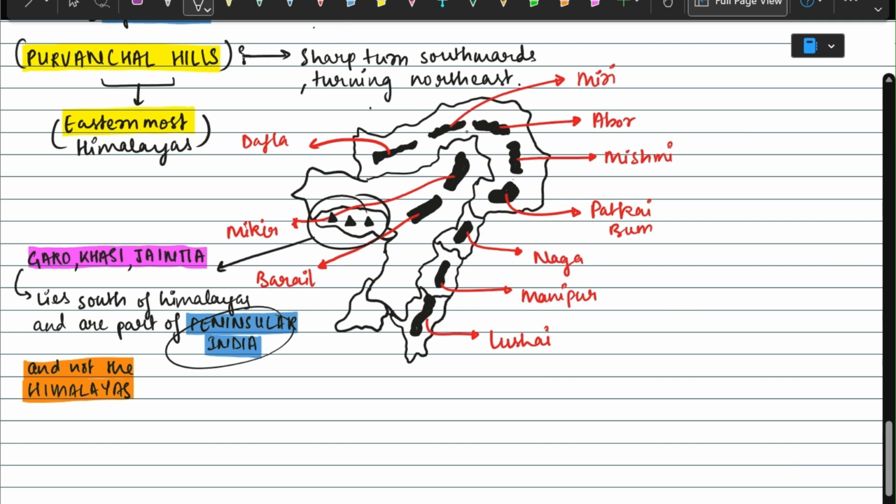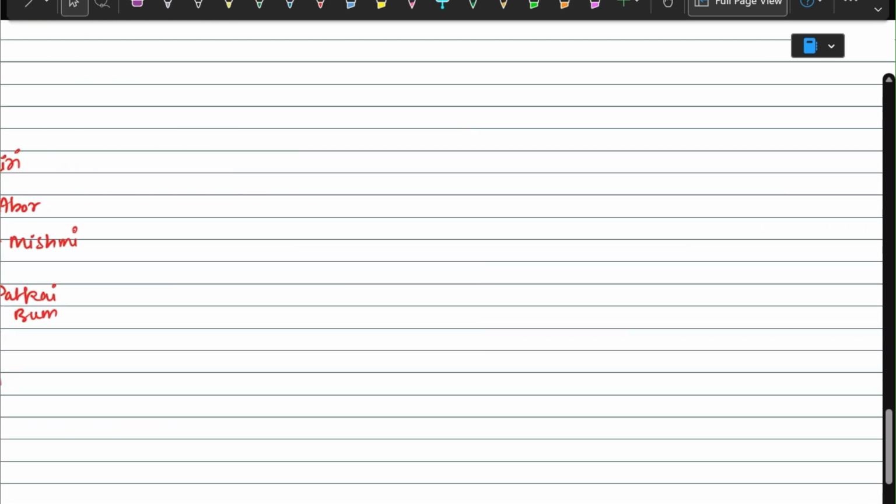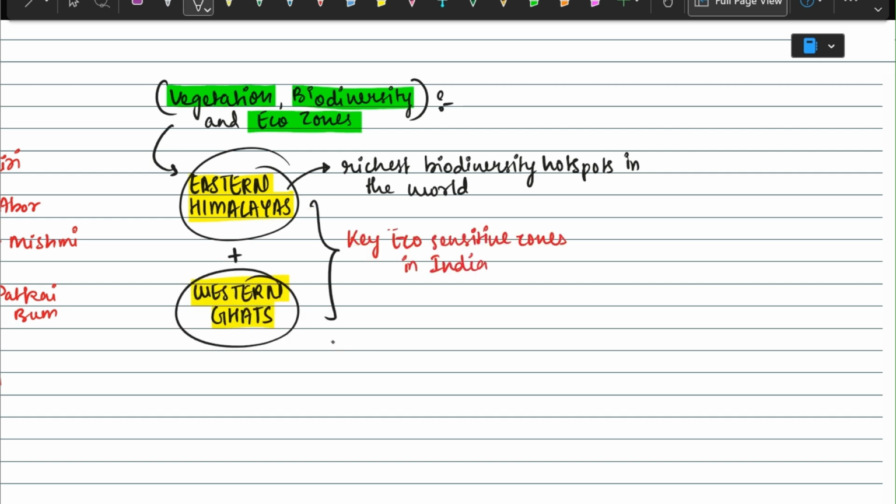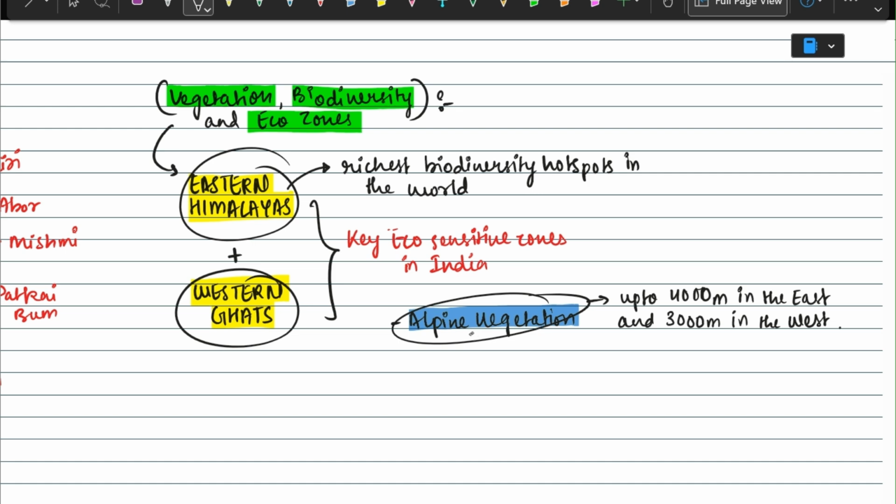Moving further and talking about the vegetation, biodiversity, and ecozones, the eastern Himalayas are part of the richest biodiversity hotspot in the world. Along with the Western Ghats, they are the key eco-sensitive zones in India. While the alpine vegetation goes up to 4,000 meters in the east, it reaches only 3,000 meters in the west. And this happens because there is more rainfall in the Eastern Himalayas compared to the Western Himalayas.